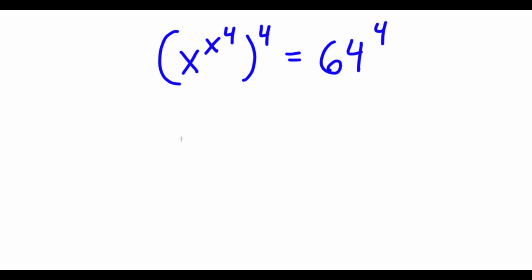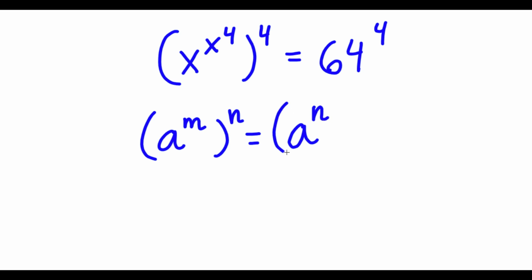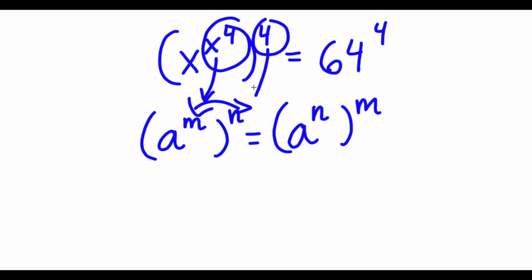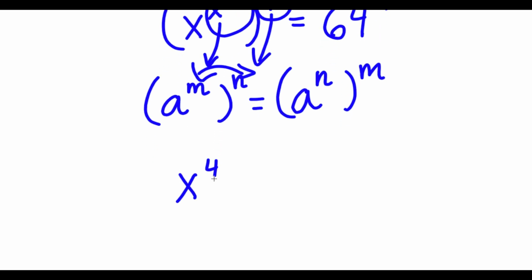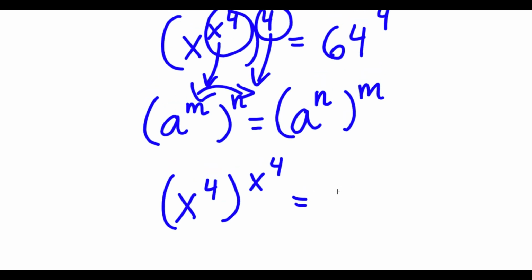Now, if I have something in the form a to the power of m to the power of n, this is the same thing as a to the power of n to the power of m. So I can switch the places of m and n here. In this case, we can think of x to the power of 4 here as m and 4 as n. So if I switch the places of these two, I get x to the power of 4 to the power of x to the power of 4 is equal to 64 to the power of 4.